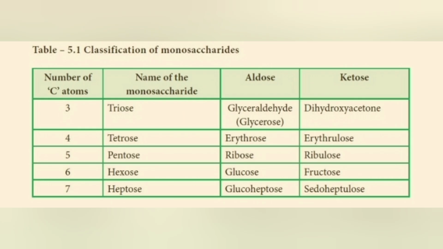Both these characters, that is the number of carbon atoms and the nature of the functional group present, may also be combined into one. For example, glycerose or glyceraldehyde is an aldotriose. Aldotriose means it has an aldehyde functional group and 3 carbons. Similarly, ribulose is a ketopentose, and glucose is an aldohexose. Ribulose is a ketopentose, which means it has a ketone group as its functional group and a 5 carbon backbone. Similarly, glucose is an aldohexose, which means it has 6 carbons.